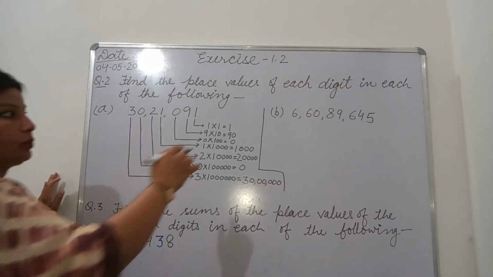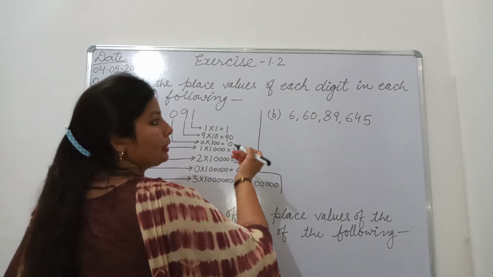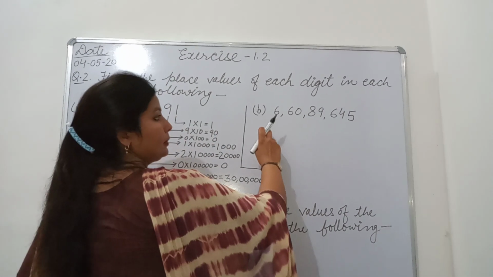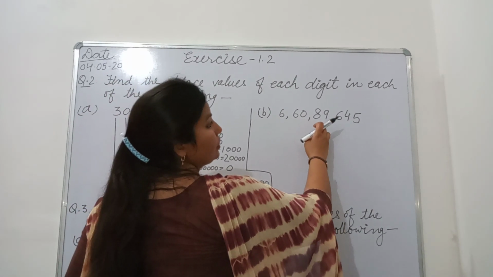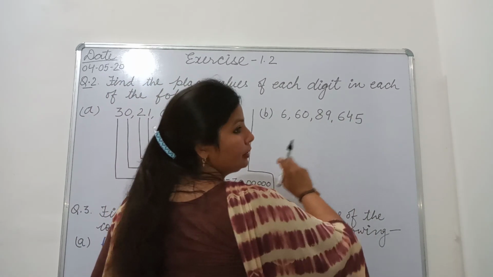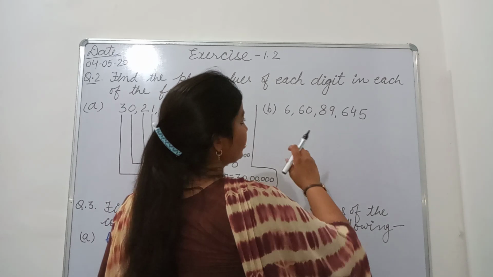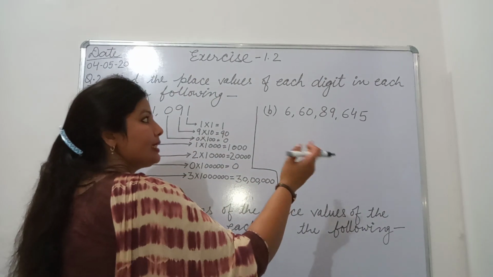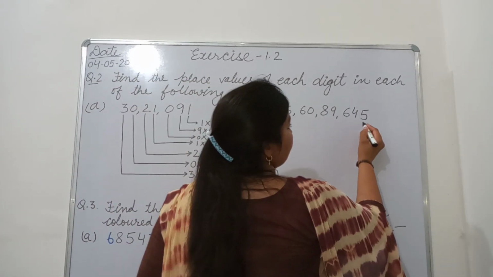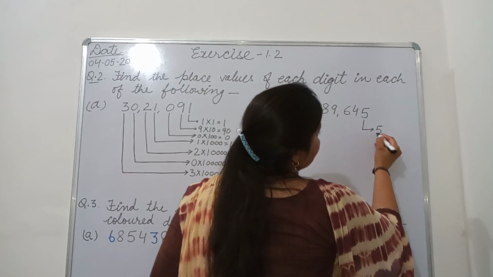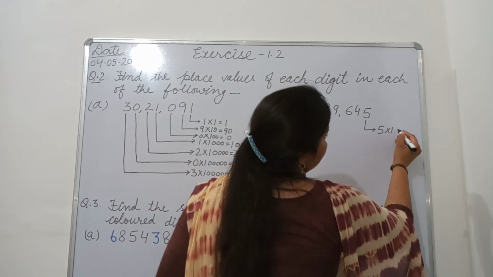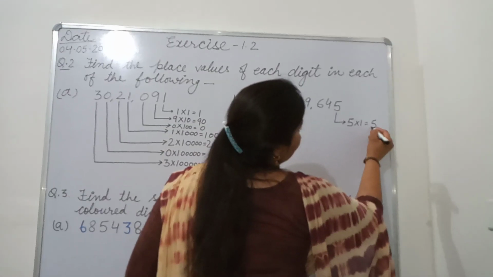I will take B part also here. So we will solve B part also. So here is what? 6 crore 60 lakhs 89,645. So firstly we start from one side. So what is in ones place? 5. So 5 multiply by ones. Ones means 1. So that will be 5.